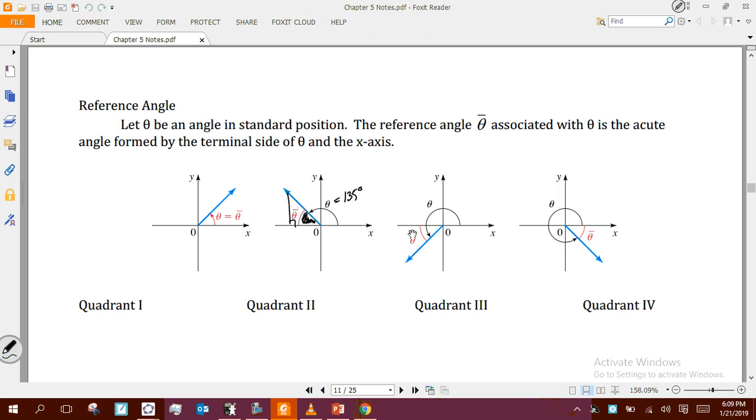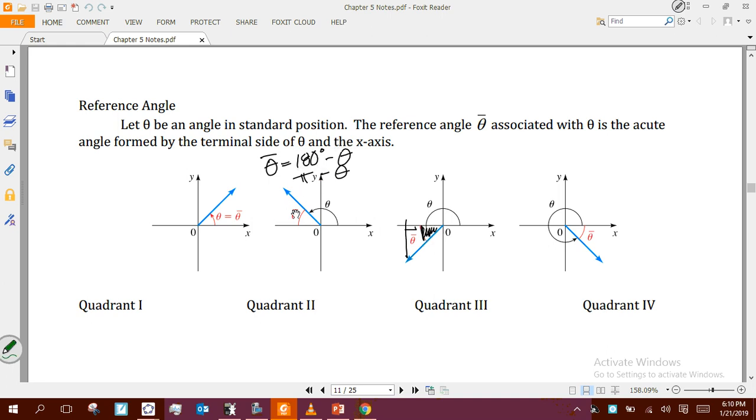In the third quadrant, we go from the terminal ray up to the positive x-axis, and that will be theta bar. You can think about the way you could do this algebraically. Obviously, if this is the first quadrant, theta is the same thing as theta bar, but in the second quadrant, theta bar is going to be equal to 180 degrees minus theta, if we're working in degrees. We can do this in radians as well. If I was in radians, it would be pi minus theta.